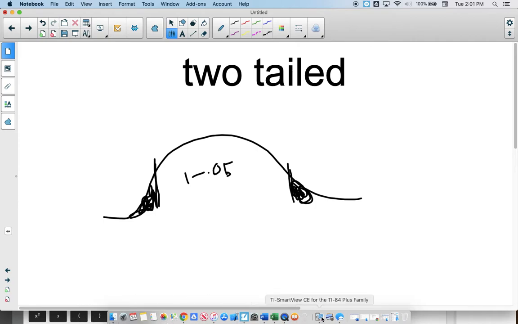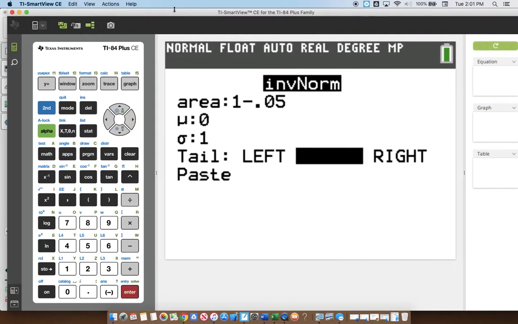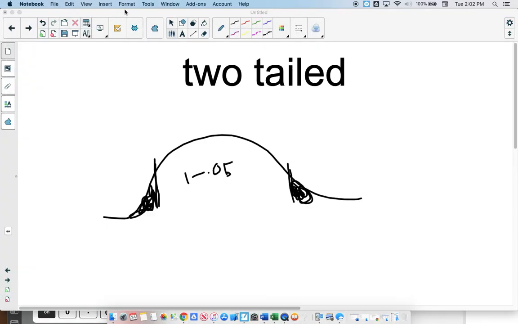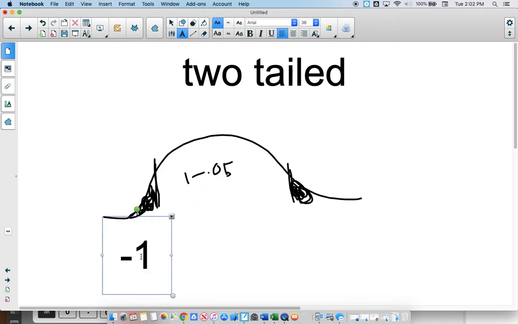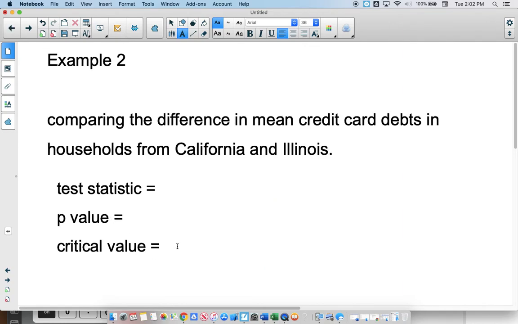All right, so let's see if I can get back here. Okay, there it is. So we want to go to center, and we're going to hit paste. So these are our two critical values, negative 1.96 and positive 1.96. So I go back to here. These values are negative 1.96 and positive 1.96. So that's our critical values.